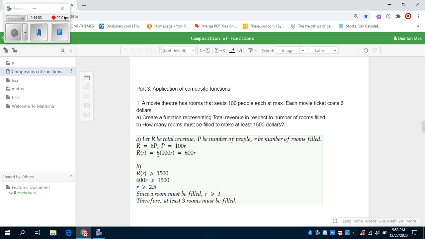And for B, we need to have revenue at least $1,500, so greater than or equal to $1,500. And then we just sub in the function, and we find the value of lowercase r to be 2.5. But since the room has to be filled, the number of rooms has to be a whole number. So we round this up, because if it's 2 rooms, then it'll be less than 1500. So it has to be 3. So therefore at least 3 rooms must be filled.